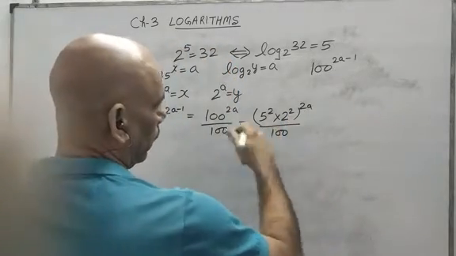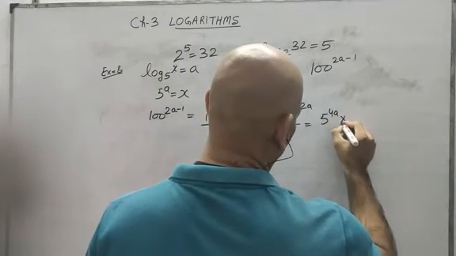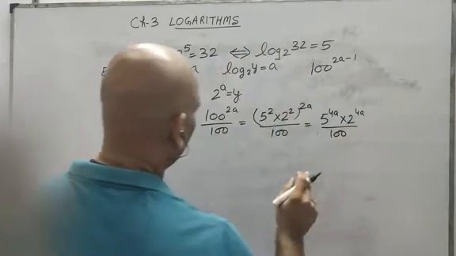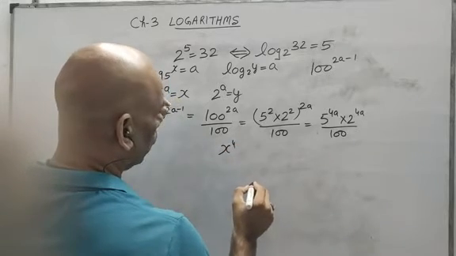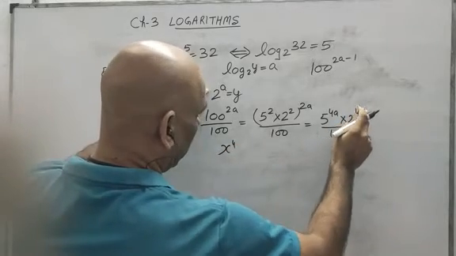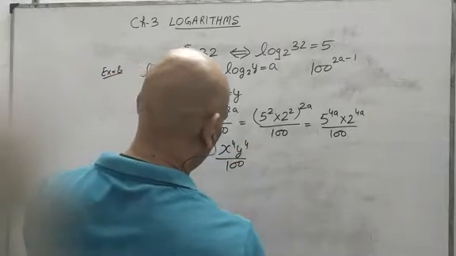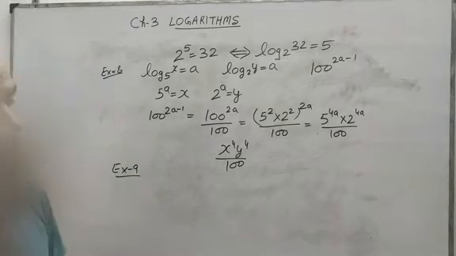So ultimately it is 5 to the power 4a into 2 to the power 4a upon 100. 5 to the power a can be written as x, so x to the power 4. 2 to the power a can be written as y, so y to the power 4 upon 100 is the final answer. So this is example number 8.